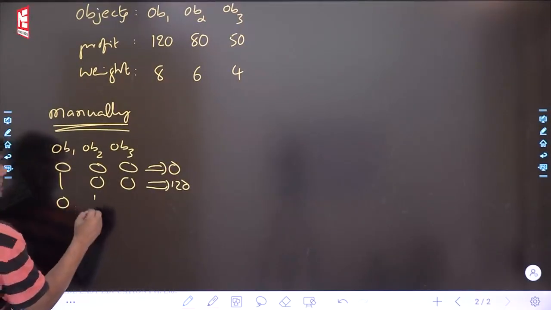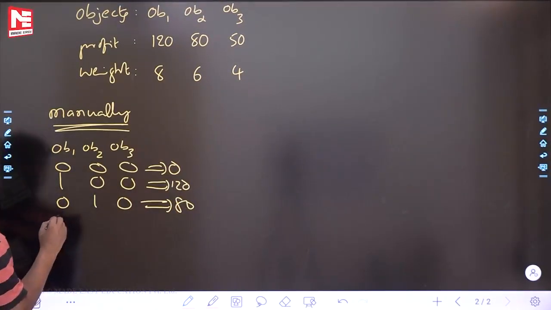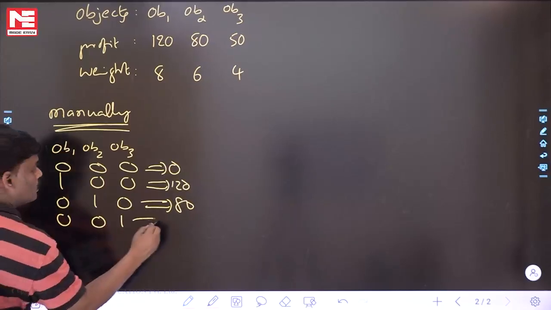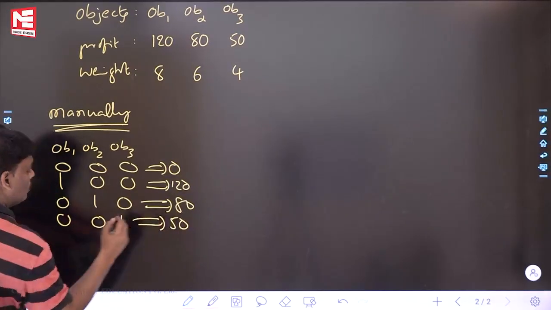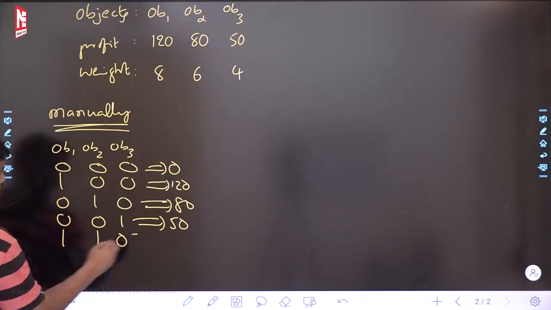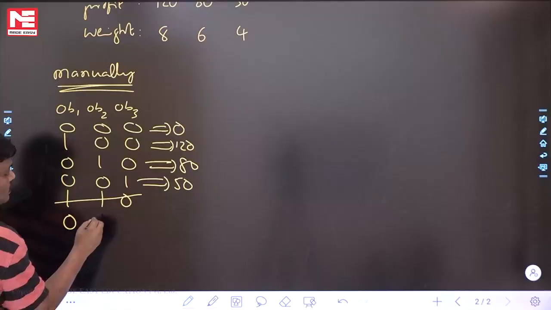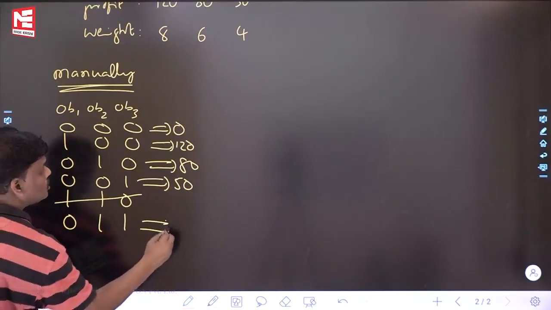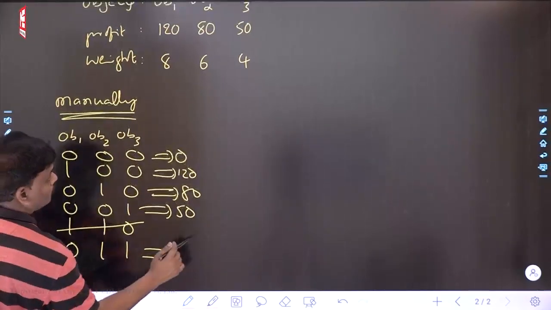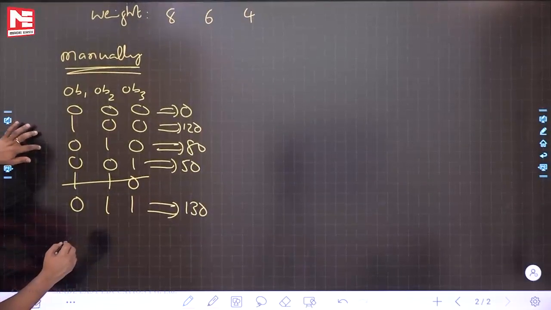If you take only the second one, how much will you get? 80. It is also feasible. If you take only the third one, that is also feasible. How much will you get? 50. If you take the first one and second one, what is the answer? It is not possible because 8 plus 6 is 14. If you take the second one and third one, 6 plus 4 is 10, how much will you get? 130, right? Fine.